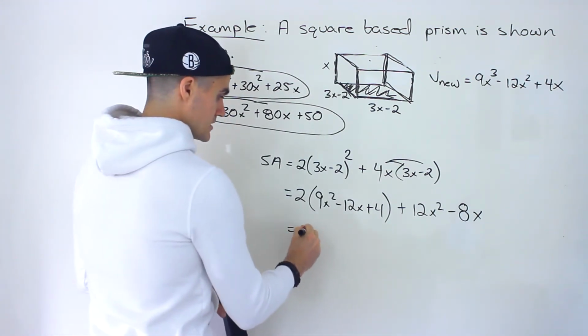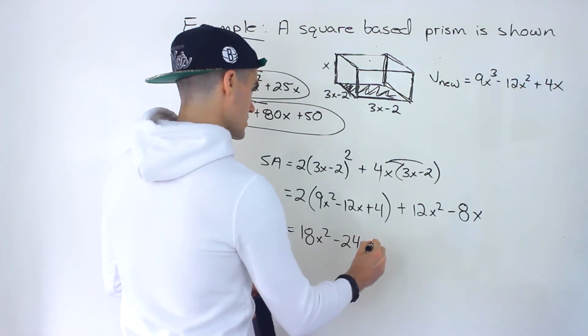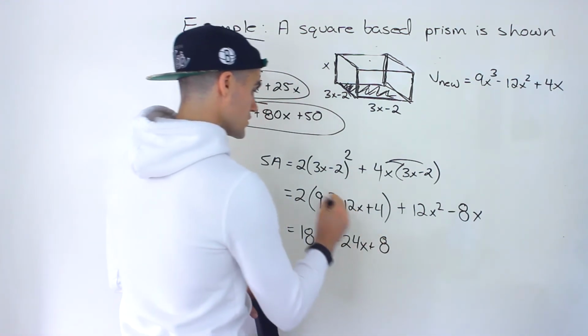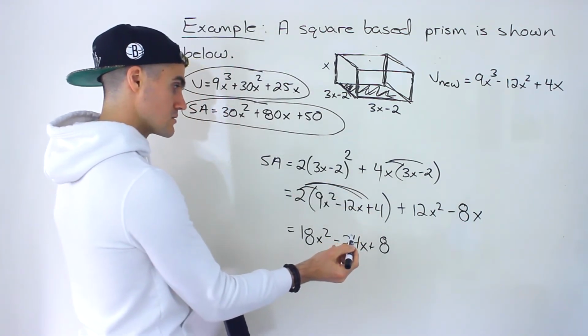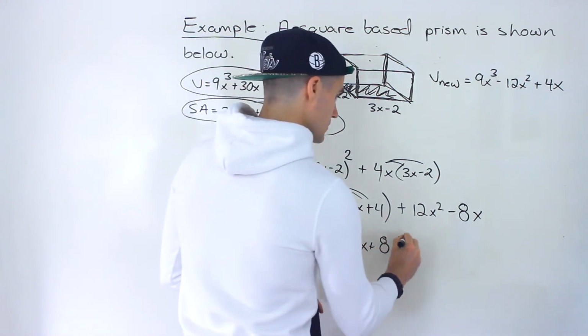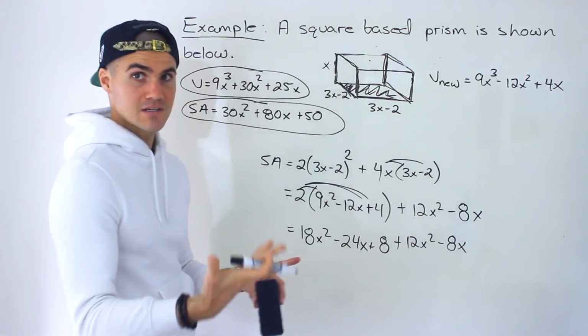And then over here, 18x squared minus 24x plus 8 after we distribute the 2 inside the bracket to all three terms. Yeah, looks all good to me. And then we got the 12x squared minus the 8x over here. And now we could simplify the like terms.